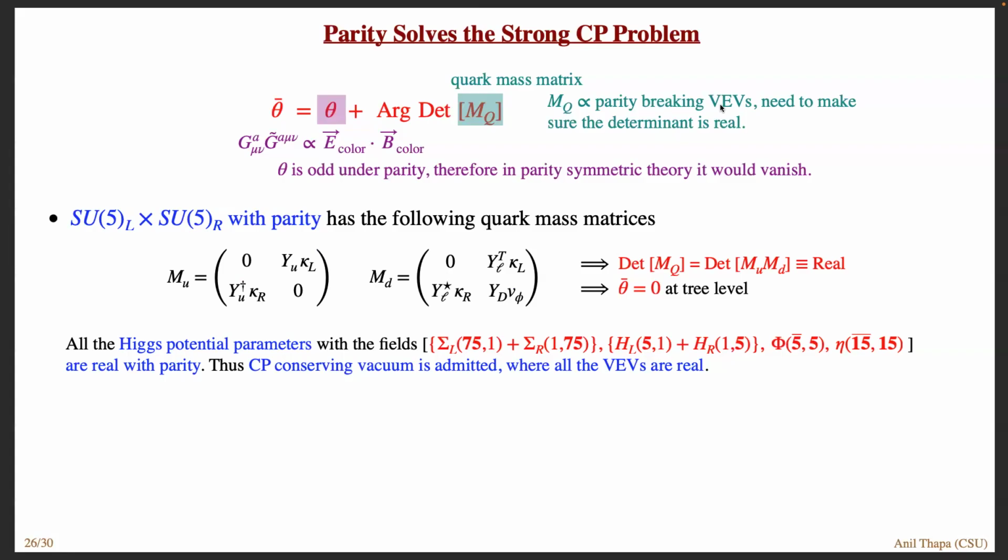Okay. Sorry. Then I prove that theta bar is 0 at tree level. Of course, as you are asking, what are the VEVs, right? If kappa L and kappa R, which are the VEVs, are not real, I don't solve it again. So I have to make sure this kappa L and kappa R are also real. How do I make sure of that? I choose the Higgs parameters in such a way that all of the terms in the Higgs potential are real. So if all the terms in the Higgs potential are real, it will admit a solution where the VEVs are real.